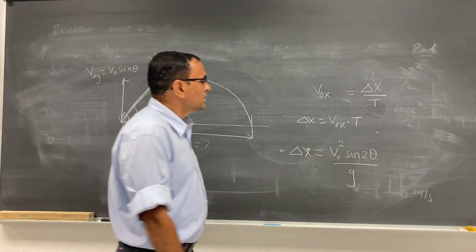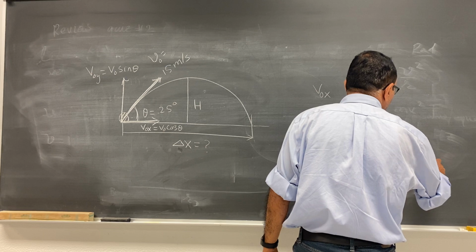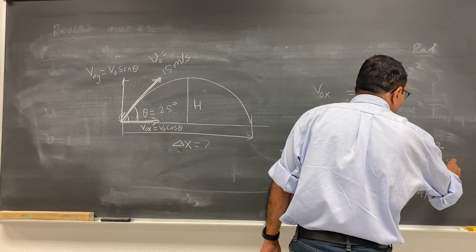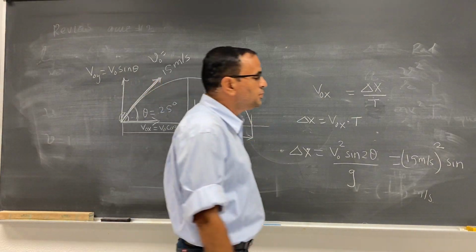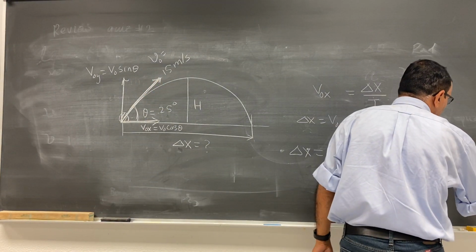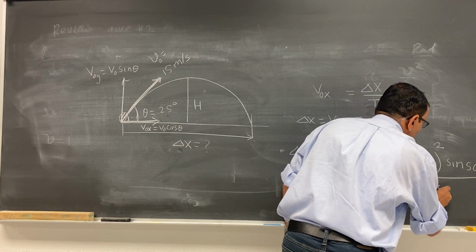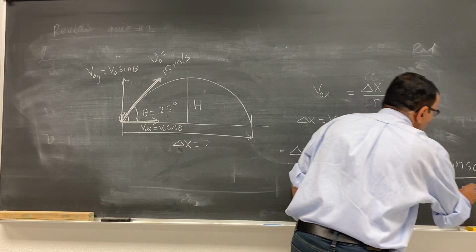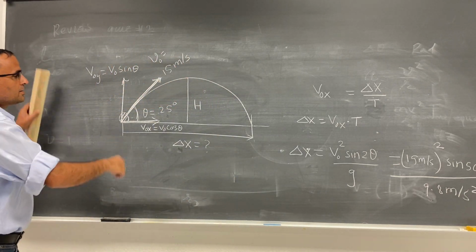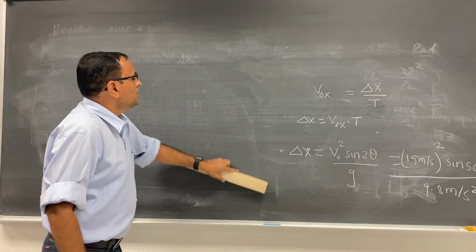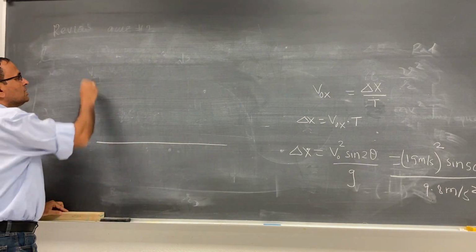Here v0 is 15 meters per second square, sine of what? 2 theta. Theta is 25, so 2 theta is 50. 2 times 25 is 50 degrees. Divide this by 9.8 meter per second square. Whatever you get, that is your answer in meters. The answer is in meters.